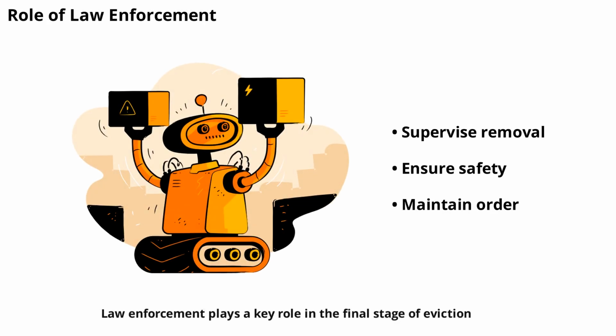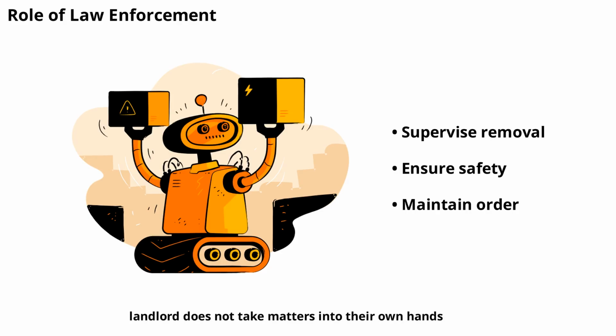Law enforcement plays a key role in the final stage of eviction. If the tenant does not leave by the date specified in the writ of possession, officers will arrive to supervise the removal. They ensure the process is peaceful and that the landlord does not take matters into their own hands. Law enforcement's involvement protects the rights of both parties and maintains order during the eviction.